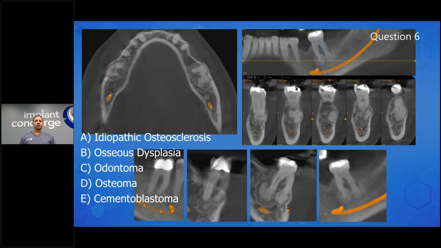Number six, idiopathic osteosclerosis, you're not going to have a low density rim. Osseous dysplasia is definitely a really good secondary diagnosis. If you look at the second image on the bottom, that doesn't look like it's associated with the tooth, so that would lead towards that answer, osseous dysplasia. Idiopathic osteosclerosis is not going to have a low density rim. It's going to be mixed with the bone around it, and the surrounding bone is not going to be sclerotic. And then a cementoblastoma is going to be associated with hyperplastic cementum, at the apex of the tooth.